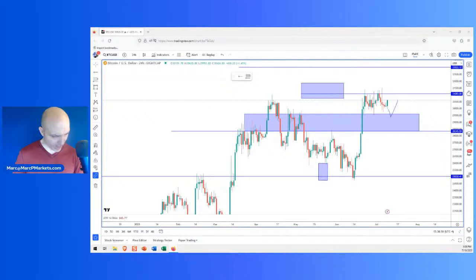Okay, cool. PPI and unemployment on Thursday. That unemployment is not the same as the non-farm payrolls, which is the main one. Non-farm payrolls, by the way, is the first Friday of every month.